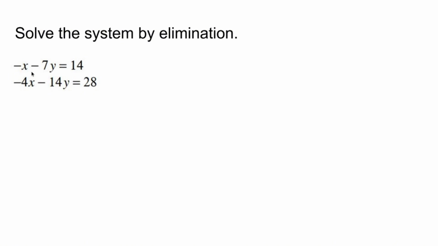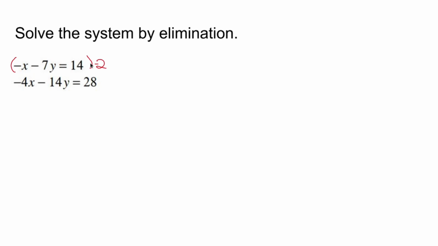What I don't have, though, is that my x's here are different and not opposite, or my y's rather. I need a pair of variables to be the same but opposite, and that's not the case here. So why don't I take the top equation and multiply it by 2?